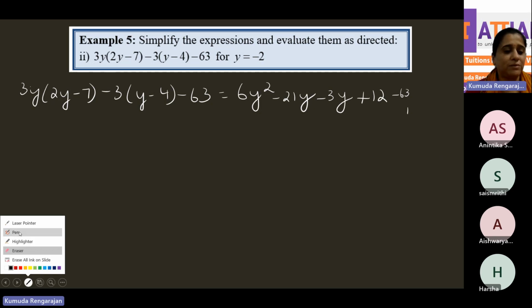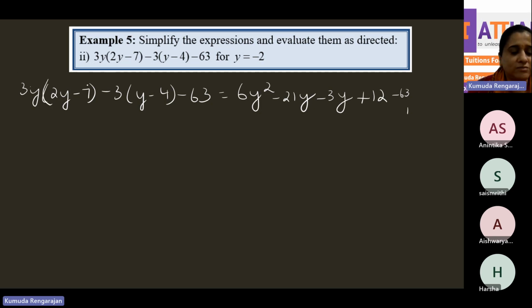So the process of multiplication goes like this. These are the terms inside the bracket. You should multiply both the terms with 3y outside. 3y into 2y, 3y into minus 7. When you do this, the terms are outside the bracket now. The terms are free from the bracket. They break open the bracket. Once you multiply them with 3y, no more brackets. Then multiply minus 3 with y and minus 3 with minus 4. Again, when you do that, brackets are gone. And minus 63 was already free. Put it outside as it is.